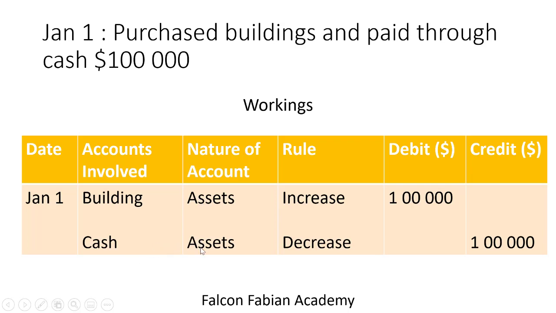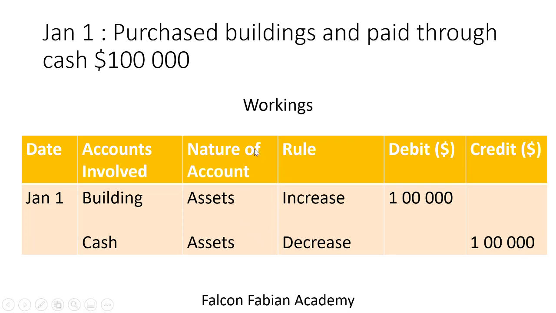Cash is also an asset. And the rule is whenever there is an increase in the asset, you debit it, and a decrease in an asset is credited. Buildings is increasing because the business is buying buildings. Therefore, the buildings account needs to be debited, and cash is decreasing because you're paying for buying the building. Therefore, the cash account needs to be credited. Now, let us see how we will record this in our journal.